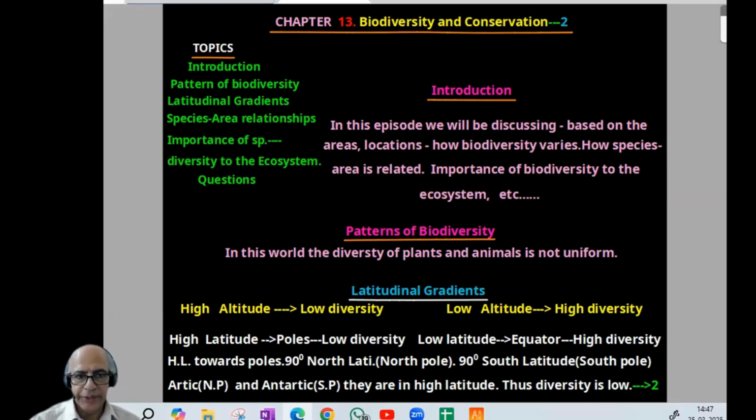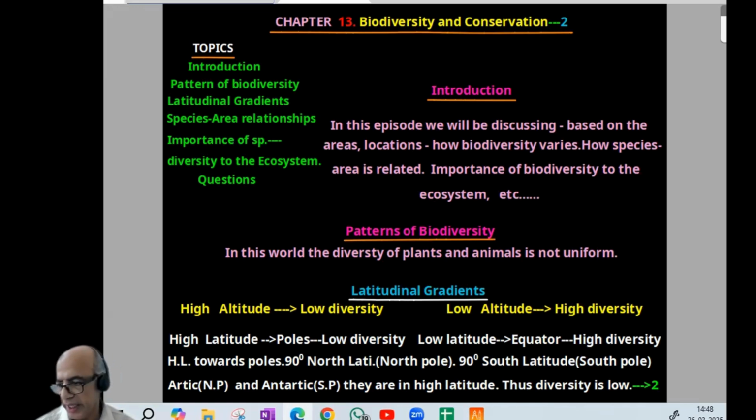As usual, there'll be an introduction, then patterns of biodiversity, latitudinal gradients, species area relationships, and the importance of species diversity to the ecosystem. After that, 5 theory questions and 5 NEET model questions with the key. So we can proceed with the introduction. Based on the areas, based on the locations, how does biodiversity vary? Because biodiversity is not constant throughout the world. How is species area related? And what is the importance of biodiversity to the ecosystem? That is what we'll be studying in this episode.